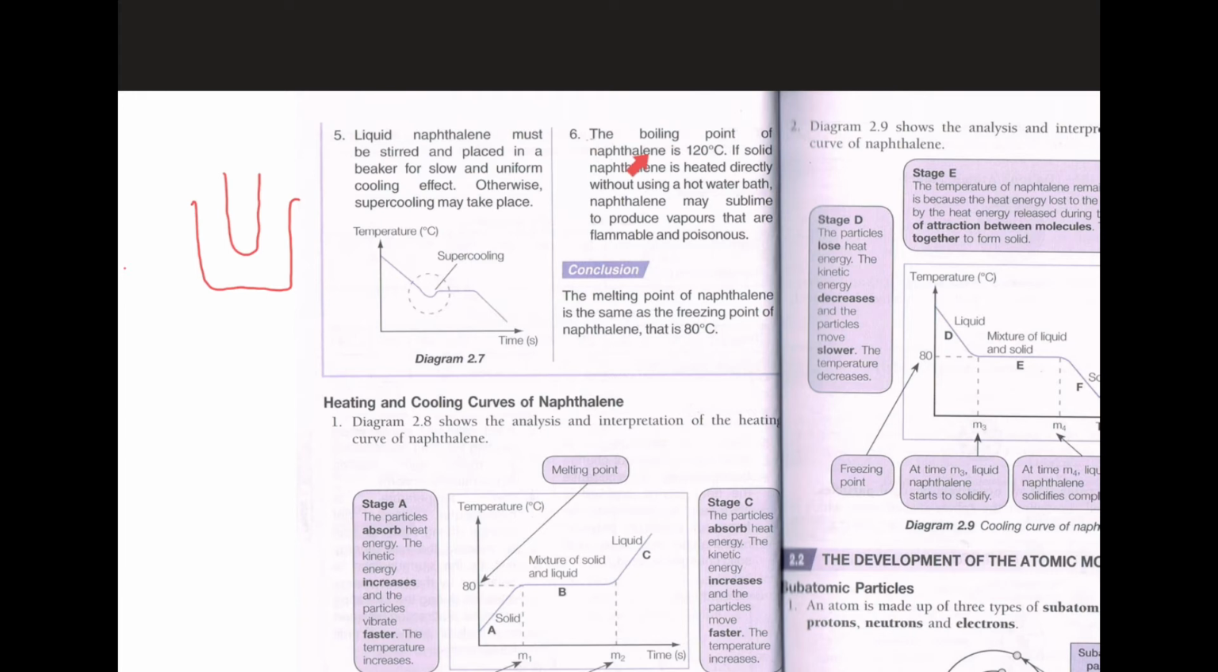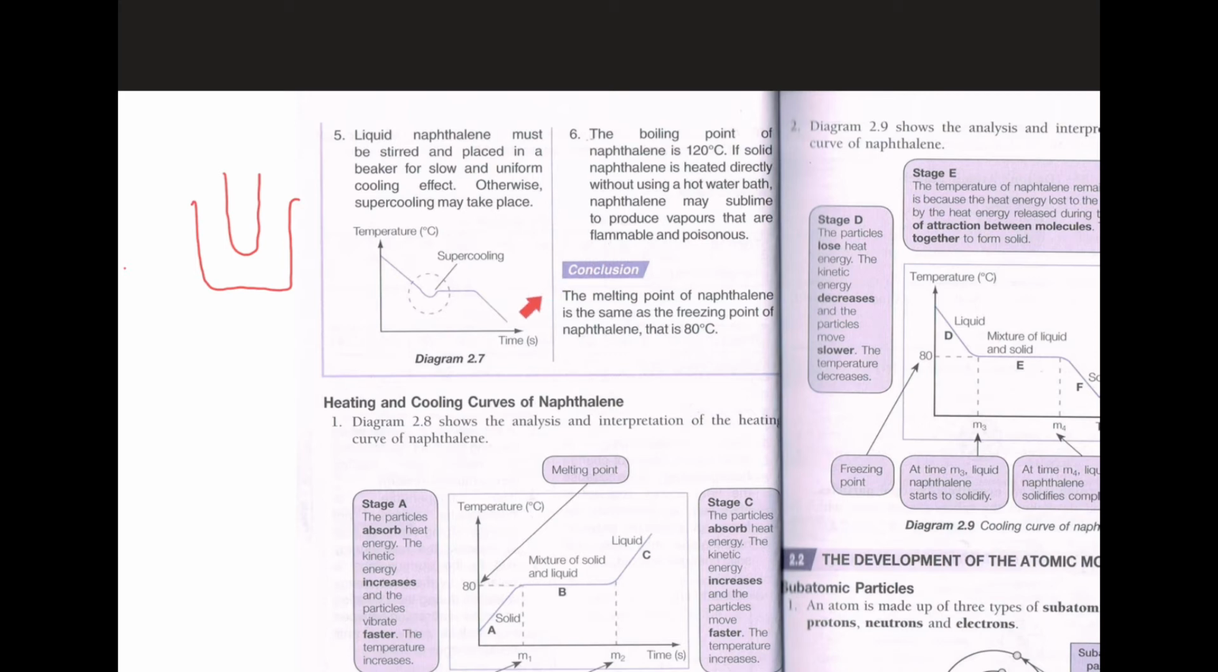So the boiling point of naphthalene is 120 degrees Celsius. If solid naphthalene is heated directly without using a hot water bath, naphthalene may sublime. Sublime means solid changes to gas, solid changes to vapor straight away. Vapor means the gas form that is flammable and poisonous. So that's why they had to use a water bath, to avoid naphthalene becoming vapor, and when it becomes vapor, it will become a poisonous gas.